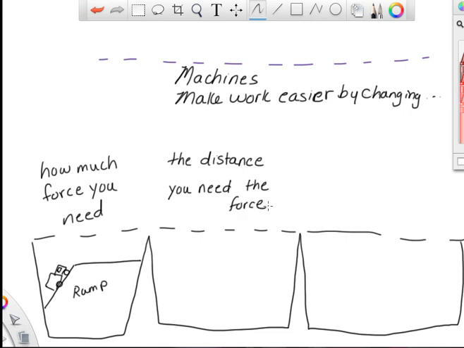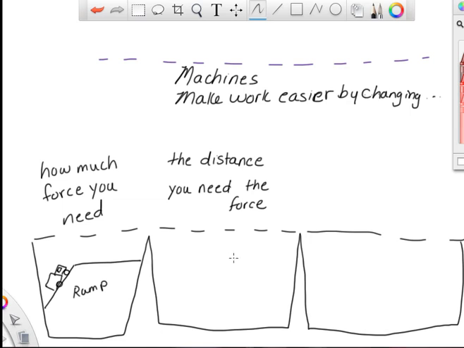A baseball bat is a simple machine. It's a lever. Because the baseball bat extends from my arm, I apply a great force, but I don't have to apply it very far. The extension of the bat goes further than my hands move. And so you can see that the machine made work easier for me because my hands only moved a short distance, but the end of the bat moved way further.